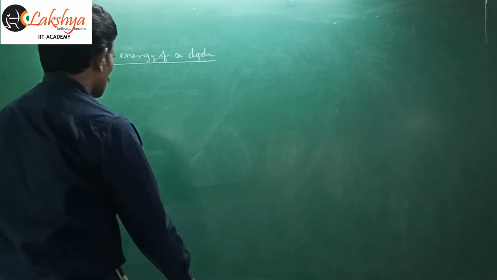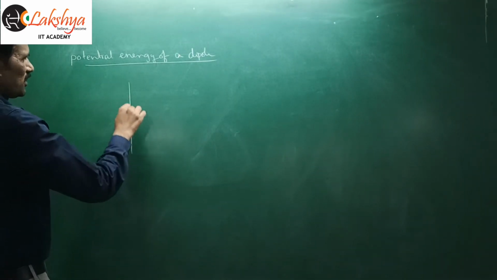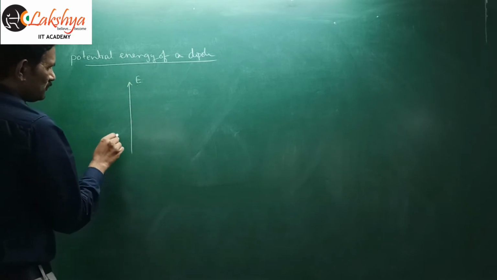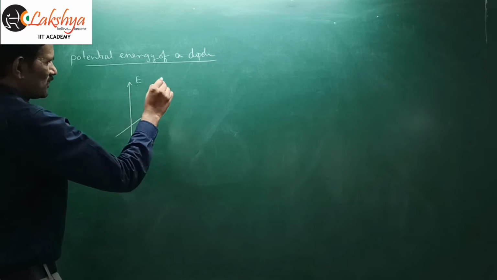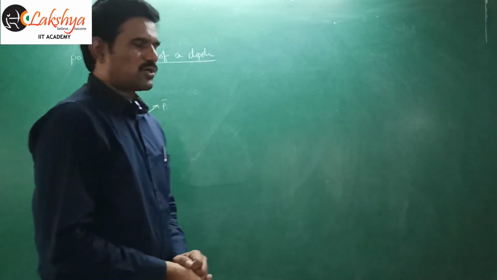So, potential energy of a dipole. Potential energy of a dipole means, suppose initially the electric field is like this, in this direction, and the dipole is placed like this, for example. And we mentioned the torque expression previously.